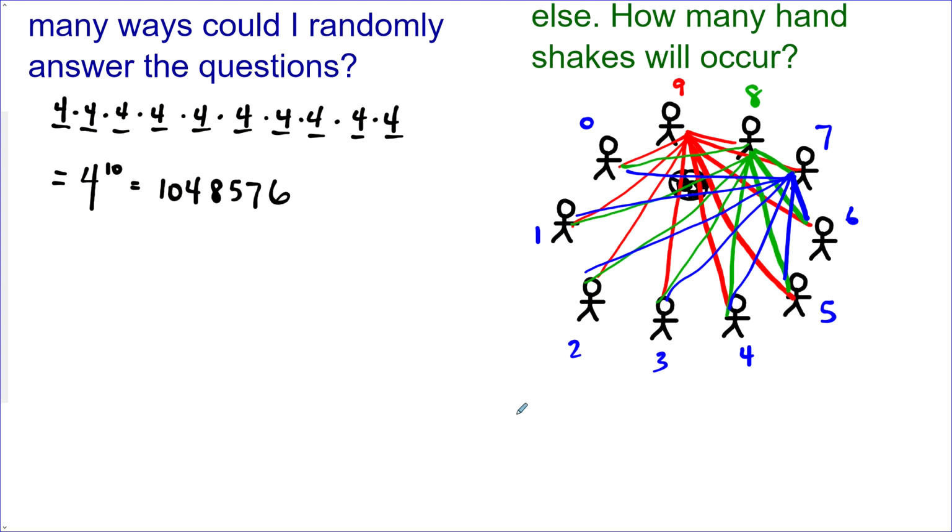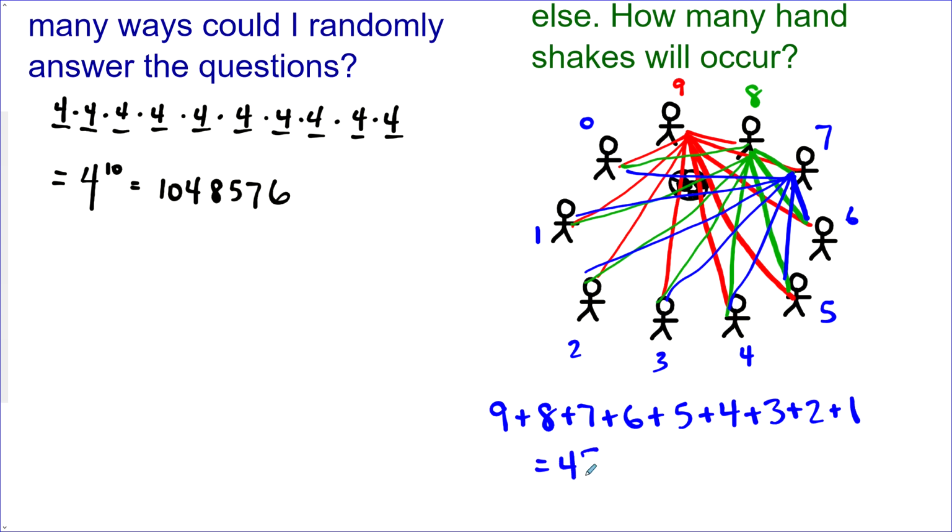So here's how many handshakes we'll have: 9 plus 8 plus 7 plus 6 plus, and so on. Now this is not the fundamental counting principle because we're not choosing one thing out of a group. So we add all these up and we get 45.